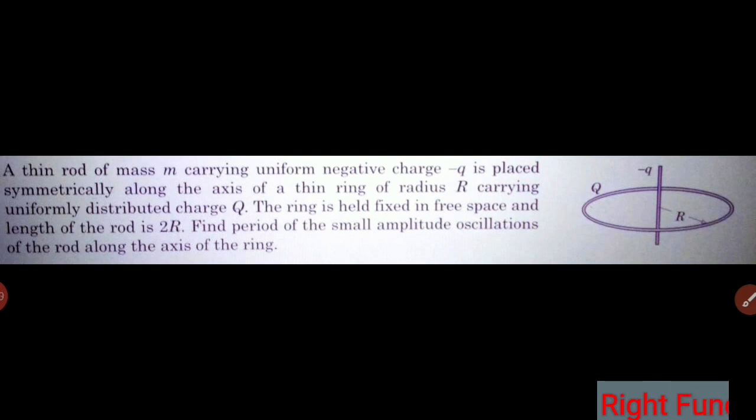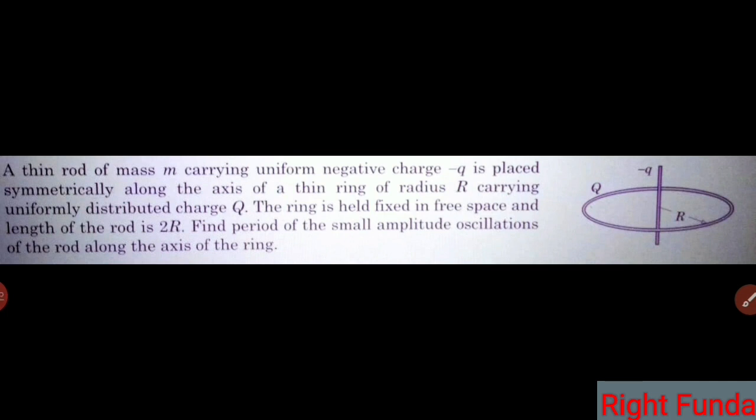Let's read the question. A thin rod of mass small m carrying uniform negative charge minus q is placed symmetrically along the axis of a thin ring of radius capital R carrying uniformly distributed charge capital Q. The ring is held fixed in free space and the length of the rod is 2R. Find the period of the small amplitude oscillation of the rod along the axis of the ring.